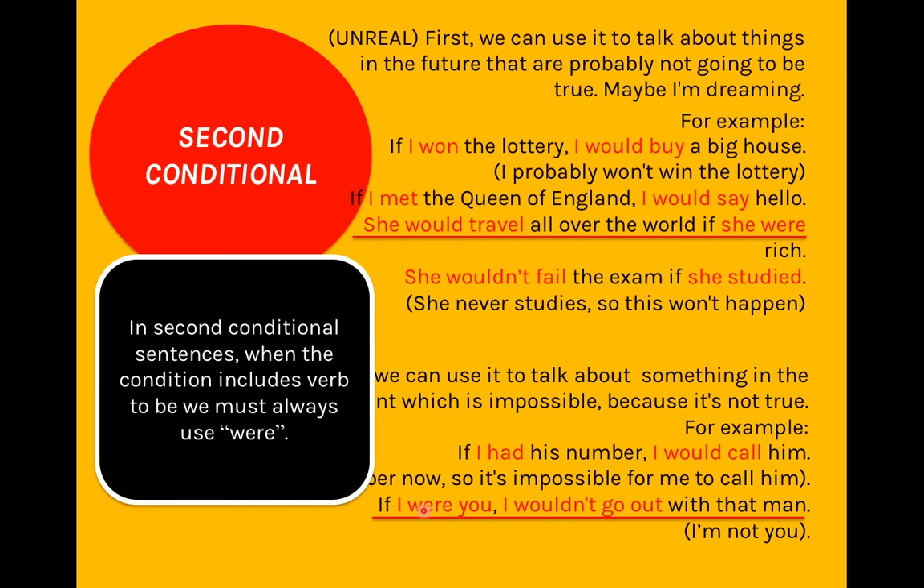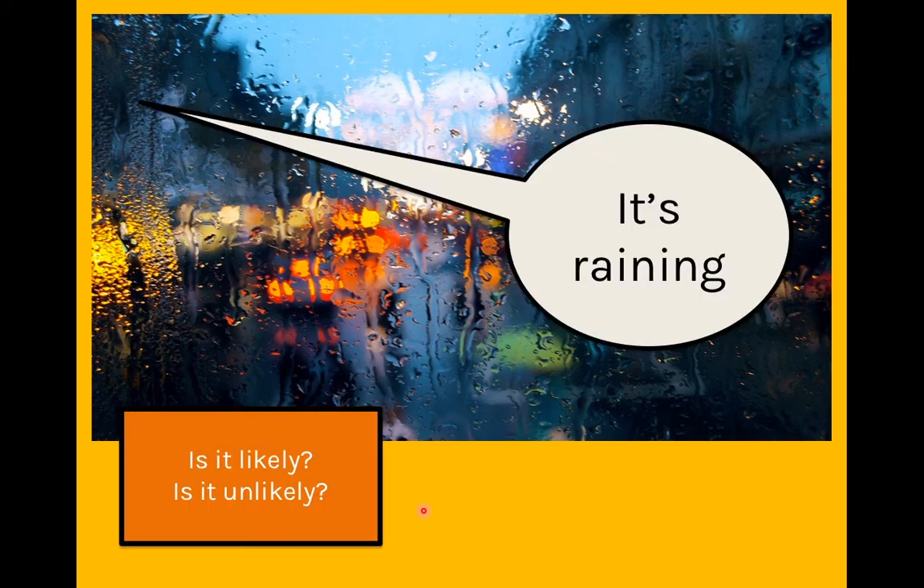Now, let's see some examples. What is happening in the picture? It's raining in the picture. You can see a window and the rain's coming down the window, exactly like is happening now in Bogota. So is it likely or is it unlikely that it rains in Bogota? All of you have lived in Bogota, so you can tell me if it's likely or unlikely that it rains in Bogota. Well, it's very much likely. It's possible that it rains.